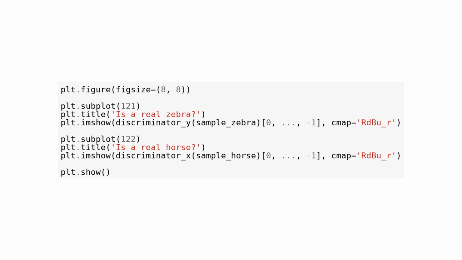In the second subplot, we title it "is a real horse" and display the output from the horse discriminator when it evaluates a sample horse image. Again, we extract the corresponding output channel and visualize it with the same color map, allowing us to compare how each discriminator perceives the authenticity of the images. Finally, we call plt.show to render these visualizations, providing a clear side-by-side view of the discriminator responses for a zebra and a horse.